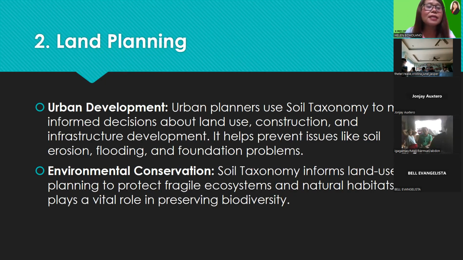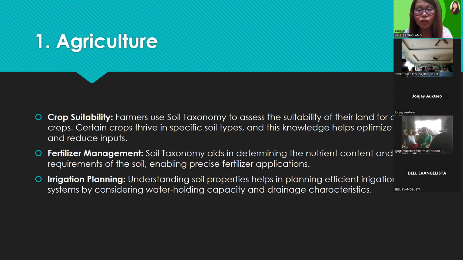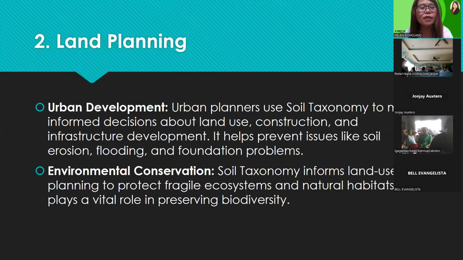Second is land planning. First was soil taxonomy for agriculture, then land planning. In urban development, urban planners use soil taxonomy to inform decisions about land use, construction, and infrastructure development. It helps prevent issues like soil erosion, flooding, and foundation problems.